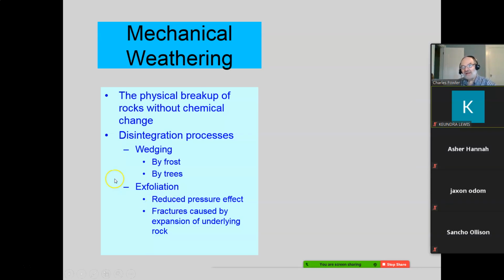Okay, so let's look at the three types of weathering. The first of these, like I said before, on the last slide they call it physical weathering. Here they call it mechanical weathering. Same thing. The physical breakup of rocks without any chemical change. Okay? Now, here are just a few examples of that, and we've already sort of hit on some of them before. The first of these is the disintegration processes, and the first one's called wedging.